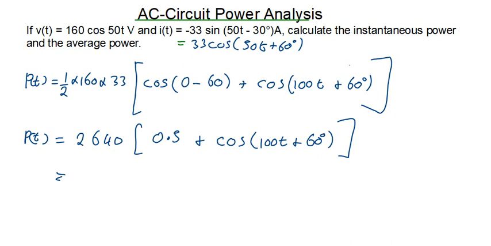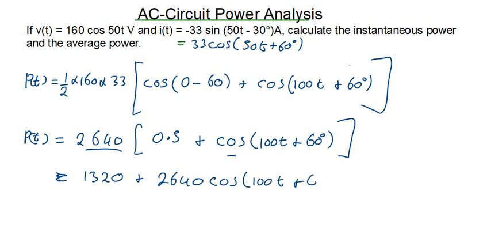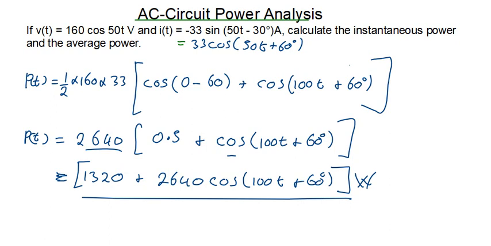So this value we can distribute into what we have, so that would be 0.5 multiplied by 2640. What I end up with is 1320, plus 2640 cos of 100t plus 60 degrees. We know that this is measured in watts, and that's our instantaneous power.